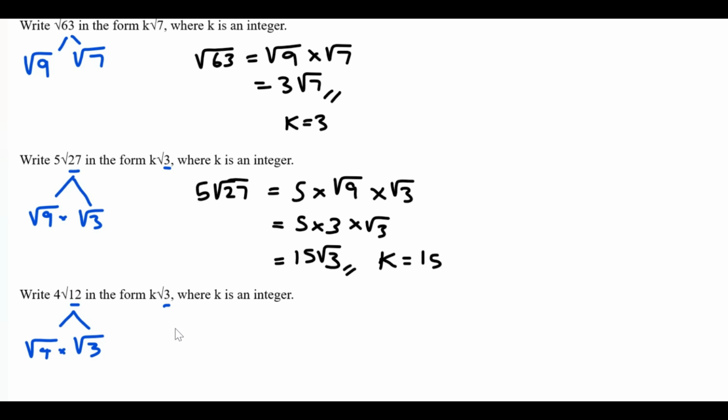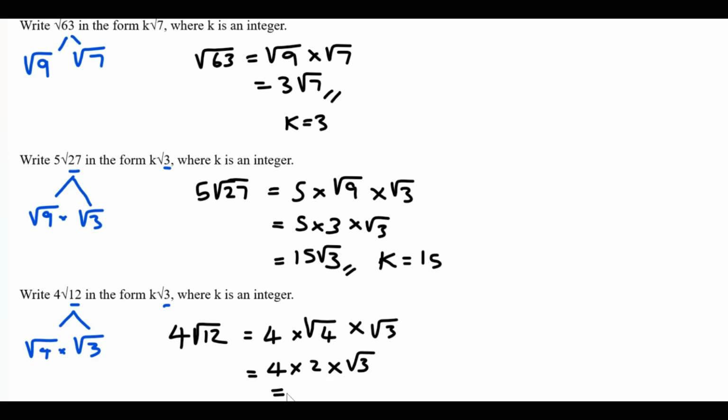Now, just again showing our working out, 4 root 12 can be rewritten as 4 multiplied by root 4 multiplied by root 3. And simplifying this, we get 4 multiplied by 2 multiplied by root 3, which gives us a final answer of 8 root 3. And k is equal to 8.